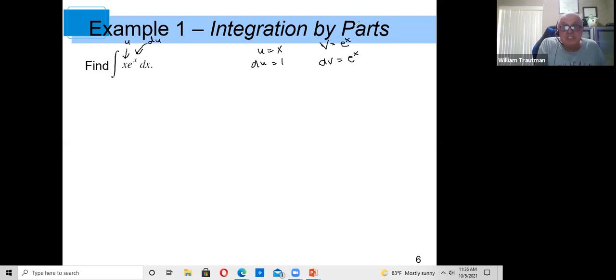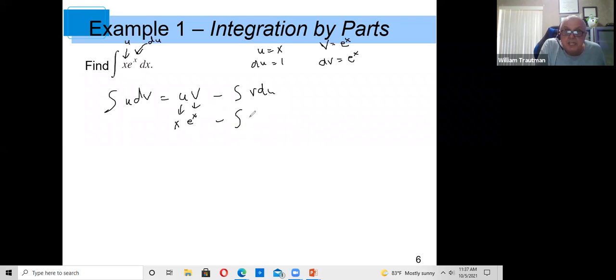So this is all we have to do. When we lay out our formula, it says the integral of u dv is our formula, and it changes to uv minus the integration of v du. That's the formula. We're just going to plug things in. u is x, v is e to the x. v ends up being e to the x, du ends up being 1.